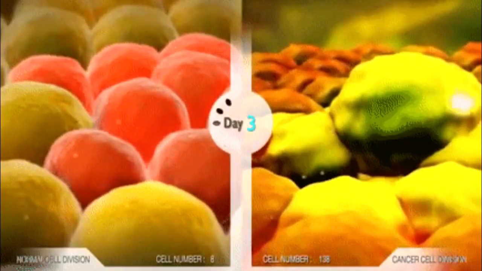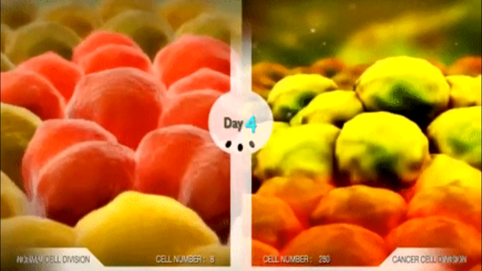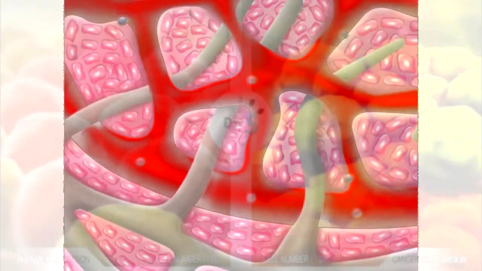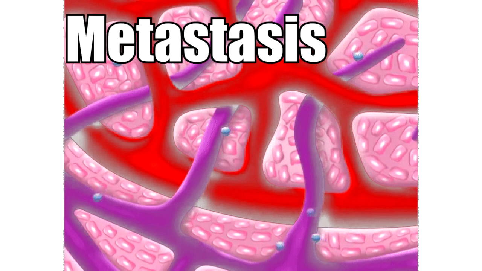What is a malignant tumor? Malignant tumors have cells that grow uncontrollably and spread locally or to distant sites. They spread to distant sites via the bloodstream or lymphatic system. This spread is called metastasis.